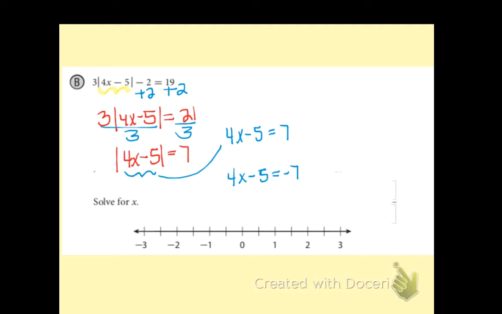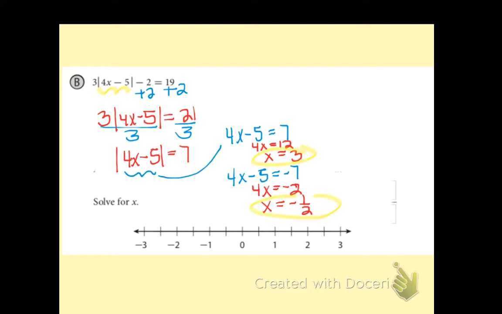So if I were to add 5 to both sides to get 4x equals 12 and divide by 4, I can see that x must be 3. And then on this one, adding 5 to both sides is going to leave me with 4x equals negative 2, and dividing both sides by 4, it's going to give me that x is equal to negative 2/4 or negative 1/2.